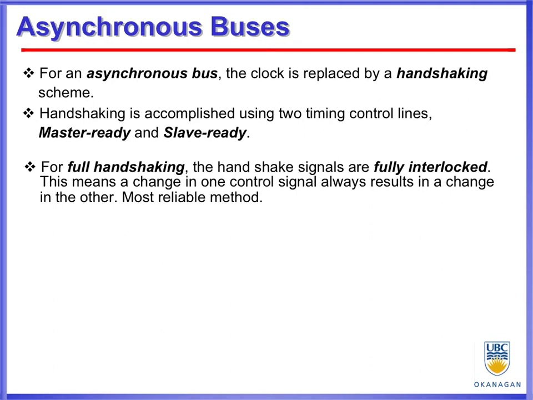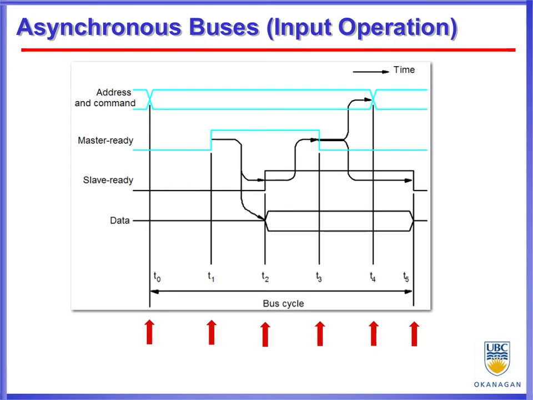Okay. So let's take a look at what's going on, again, for a read operation or an input operation. You'll notice there's no clock now, right? We call this a bus cycle only because it's one cycle for a whole read operation. The read operation starts here and it basically ends here, but there's no clock being used. So again, we have data lines and we have address and command lines. So a lot of stuff is exactly the same, right?